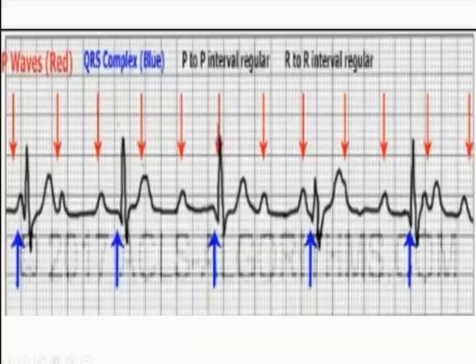Look at this: the P waves in red and the QRS in blue. Look at how the P waves are more rapid than the QRS. Why? Because the P waves have the normal sinus rate, and they should pass through the AV node and generate a QRS. But since the QRS is generated not by normal transmission of the impulse, it is generated by other generators, in the AV node or distal to the AV node. So this is complete AV dissociation, with typical dissociated P waves from the QRS.